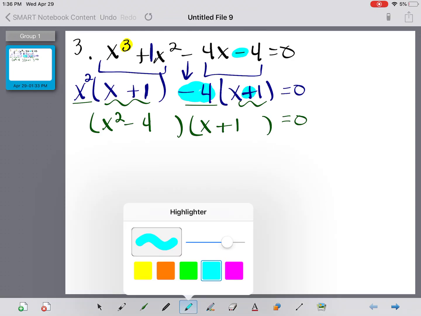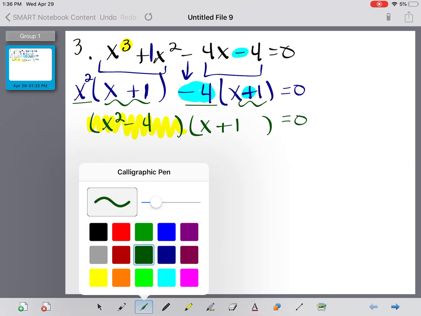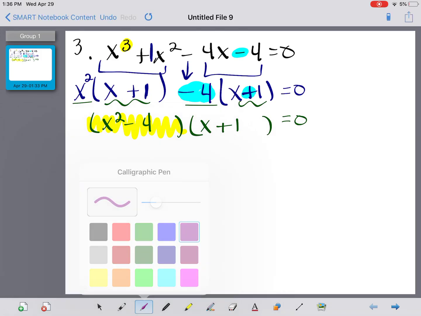Always make sure when you have a cubic and you are factoring, particularly by grouping, always check and see, can I do a difference of squares problem? In that first parentheses, we can. There's 2 terms. We have an x squared, we have a 4, and we're subtracting 2 perfect squares. So we can keep factoring that parenthesis.